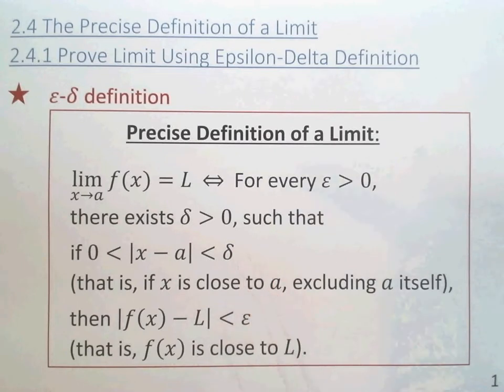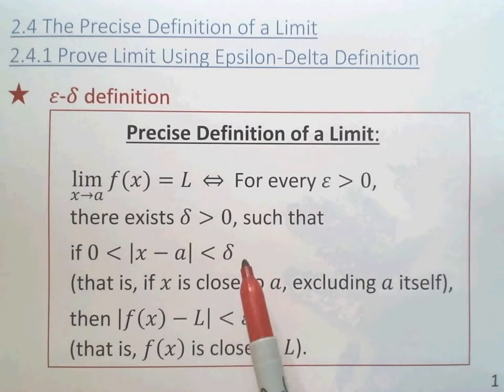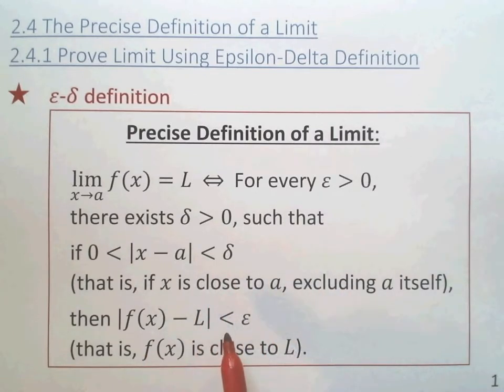Let me explain another way, which is more important than this. We use the neighborhood to describe this. Here, f close to L, we call the neighborhood. What does this mean? The distance between f and L less than epsilon is exactly what we call the epsilon neighborhood of L. So f can go into the epsilon neighborhood of L, which means arbitrarily close.